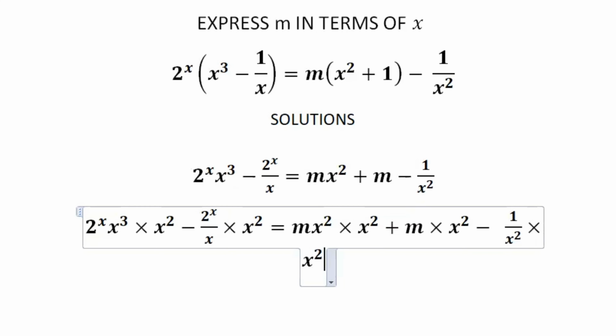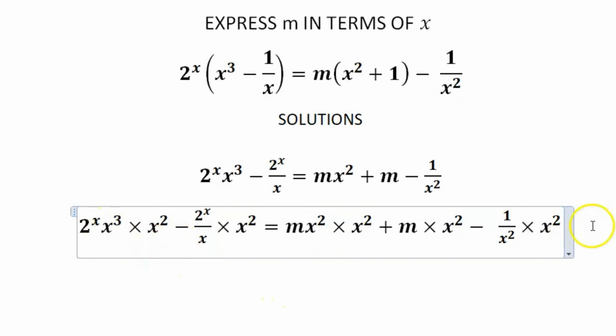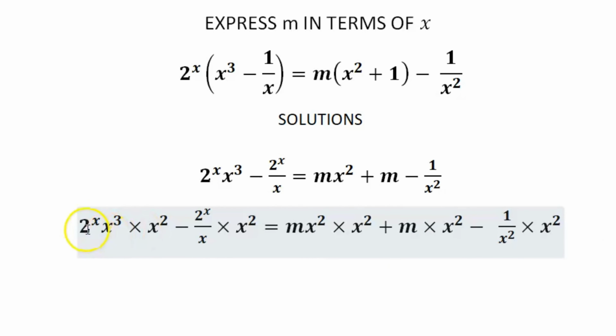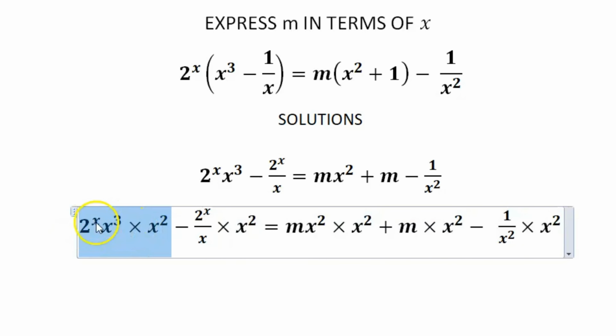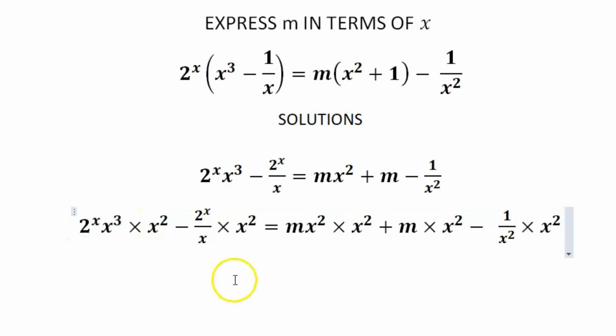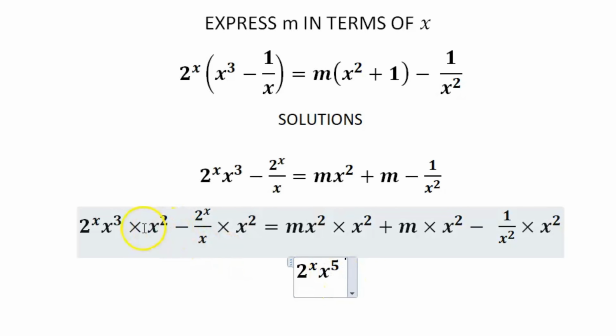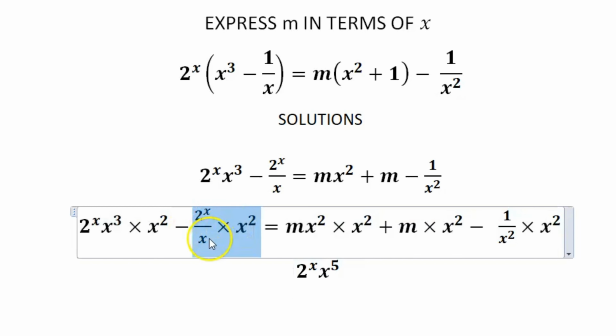All right. So after doing this, let's simplify this into one simple equation. This one, which is 2 power x multiplying x cubed, multiplying x squared, will be simplified to become 2 power x with the power 5. So we have that power 5, because the laws of indices says that when you have the same base, we add the powers. Then we come to this one as well. x cancels itself and cancels this once. So we have 2 power x.